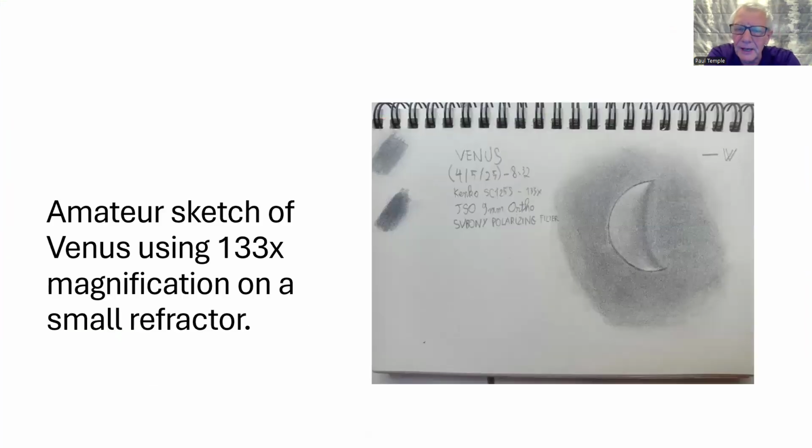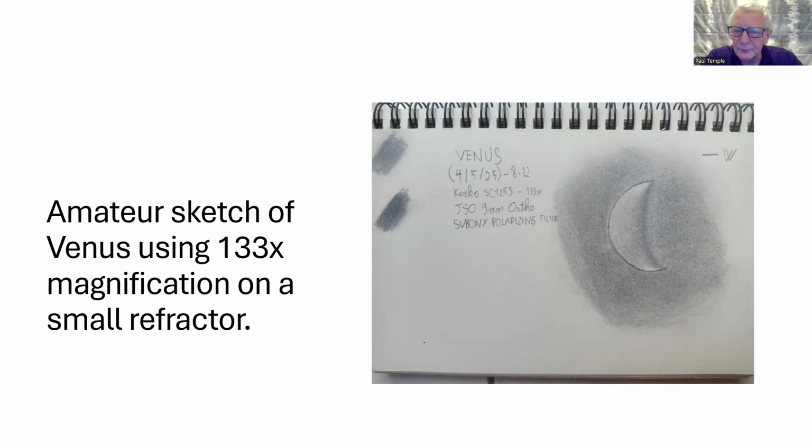This is an amateur sketch taken with, I believe it's a 5-inch telescope, but I can't really tell exactly. And he's using 133 power and a SV Boni polarizing filter. And what a polarizing filter is, light comes in all sorts of wavelengths, but the polarizing filter is like teeny tiny slits in a filter, and those slits actually make all the light coming in either horizontal or vertical. And that means you cut down the amount of light coming in by approximately 50%.